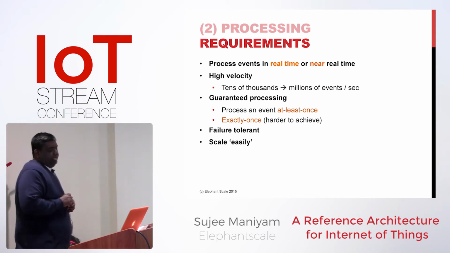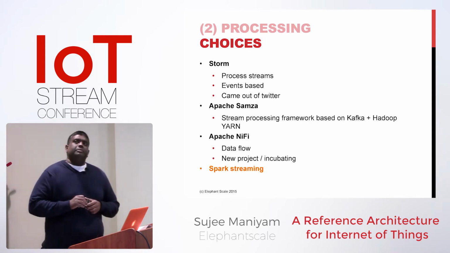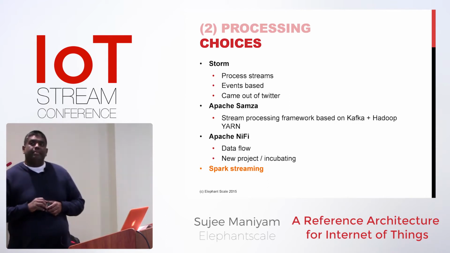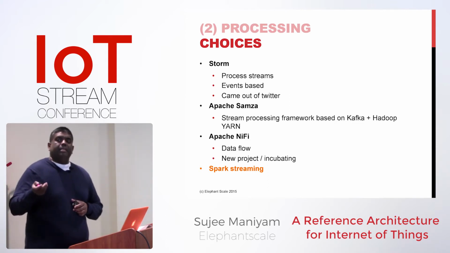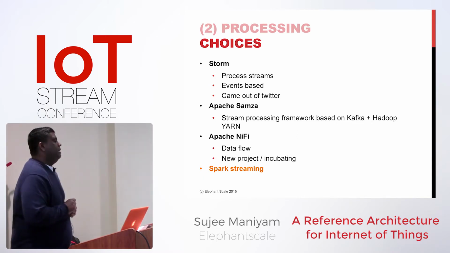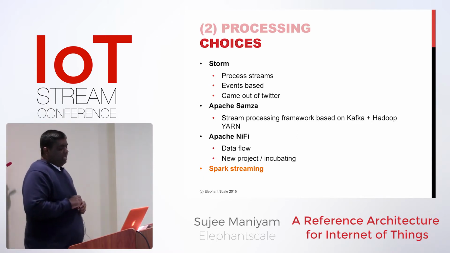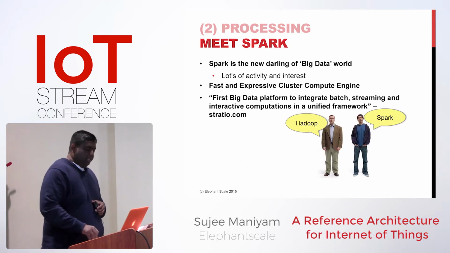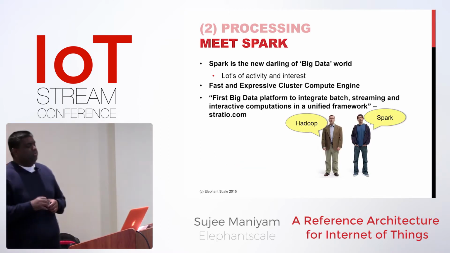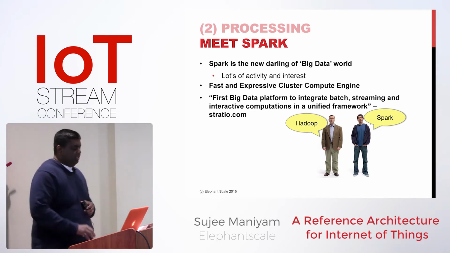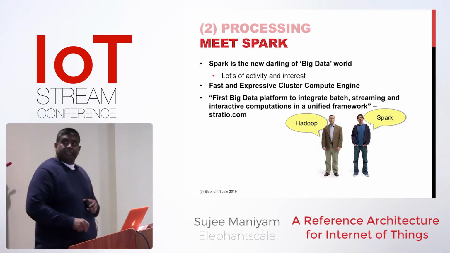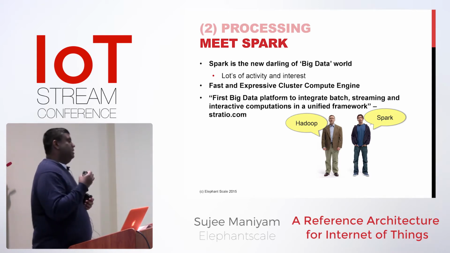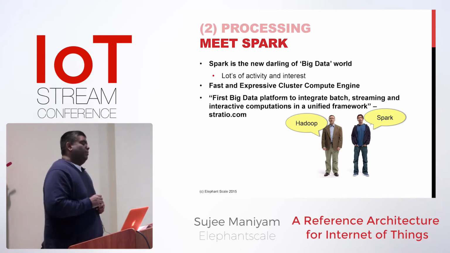So again, the choice here is, we have a few. Storm was the original stream processing, which came out of Twitter. Samza, and then there's a new thing called NiFi, which is also very much data flow oriented. What I'm going to look at is Spark Streaming, right? I'm sure most of you have heard of Spark, the cool kid, right? The reason people are really gaga about Spark is the unified framework, meaning it has all of these things built into one nice platform.